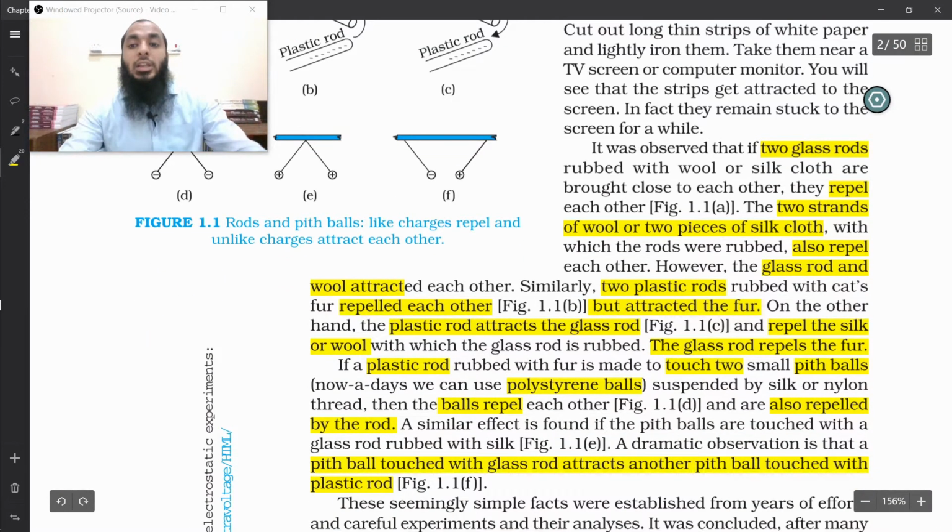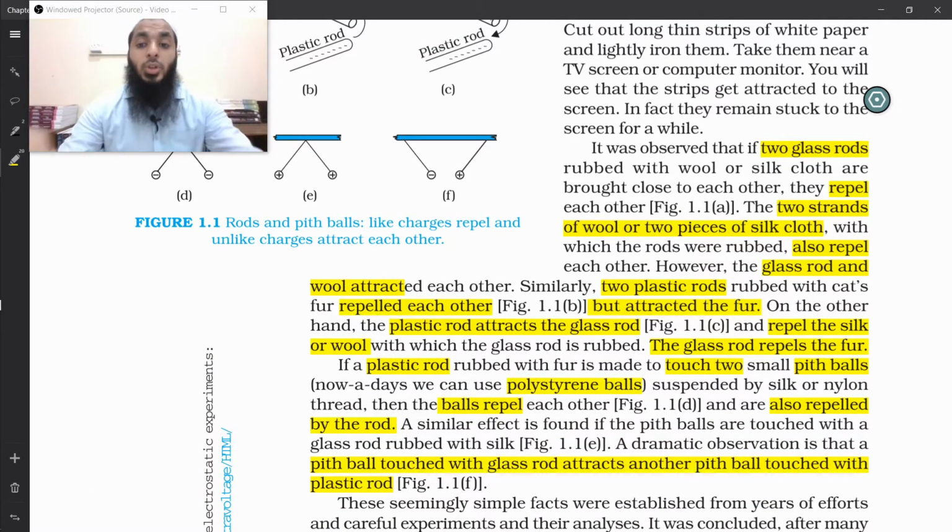It was observed that if two glass rods rubbed with wool or silk cloth are brought close to each other, they repel each other. So we understand that the glass rod will attain, let's say, A charge, and silk cloth or woollen cloth will attain B charge. We later came to know that glass attains positive charge and wool attains negative charge. Since the glass rods have the same charge, they will repel each other. So from this itself we understand one thing: like charges repel.